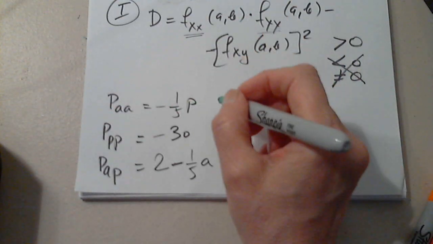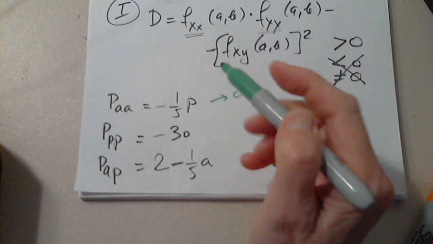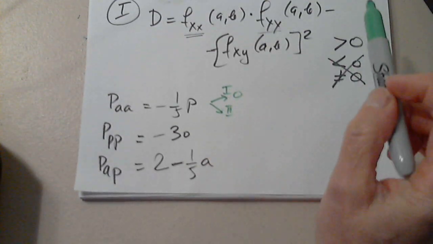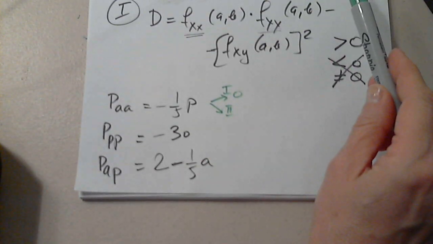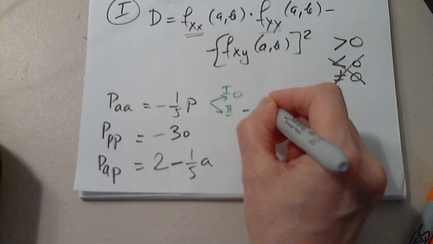So now we want to determine PAA at 40, 0. 40, 0. This will be 0. PAA for the other one, so this is for number 1 and this is for number 2. We have negative 1/5 times P, which is 3, so this will be negative 3/5.